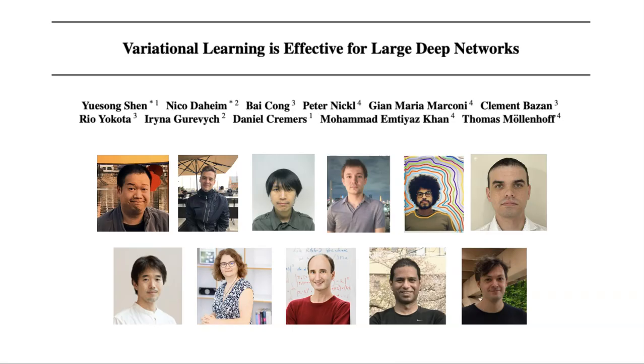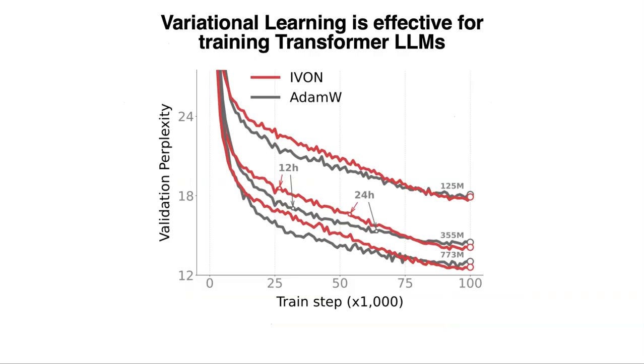Welcome to this presentation of Variational Learning is Effective for Large Deep Networks, which will be presented as a spotlight at ICML 2024. In this work, we show that, contrary to popular belief, variational learning can effectively be used to train large and deep neural networks by proposing an optimizer called IVON.